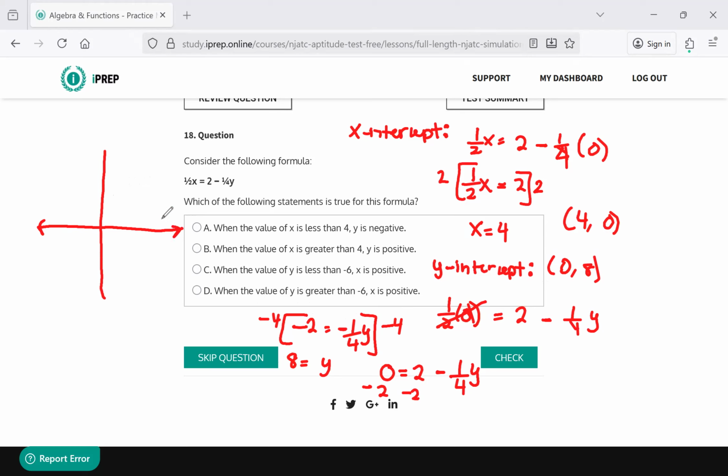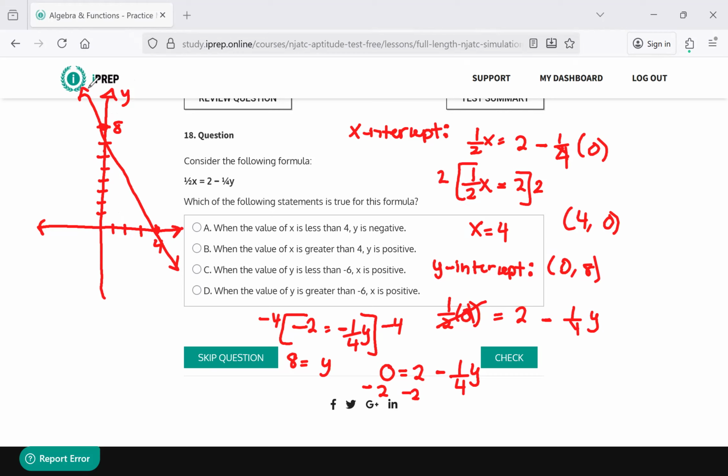So my x-intercept is 4, 0. My y-intercept is 0, 8. Connect it. You got your graph. So now we're going to see which one is true and which is false.